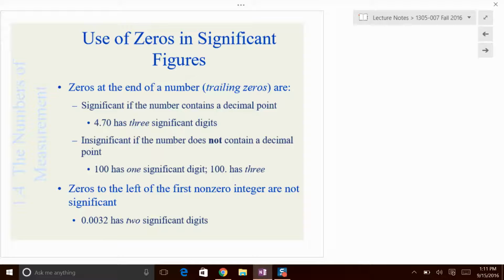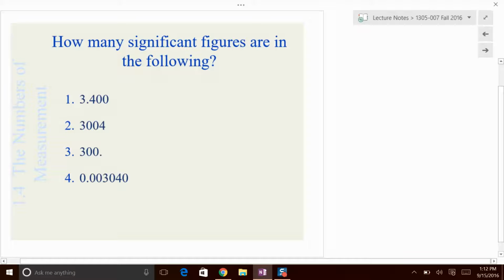Okay? So zeros at the end of a number are significant. Zeros to the left of the first non-zero integer are not significant. Insignificant if the number does not contain a decimal point. No decimal point, these zeros are insignificant. Decimal point, they have now become significant. Okay? So this has 1, this has 3. This only has 2. Okay? So those are the rules.